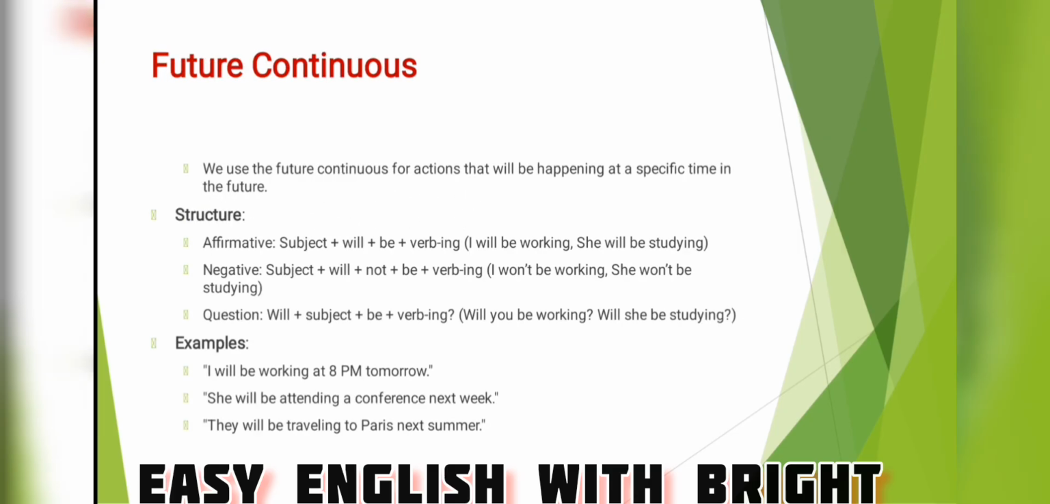Future continuous. We use the future continuous for an action that will be happening at a specific time in the future. Structure. Affirmative. Subject plus will plus be plus verb with ing. I will be working. She will be studying.